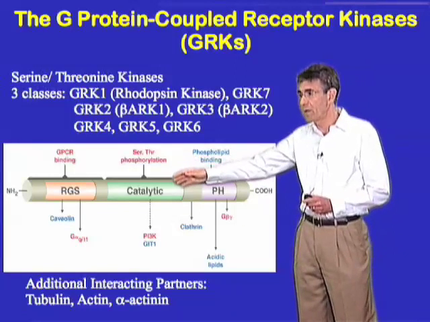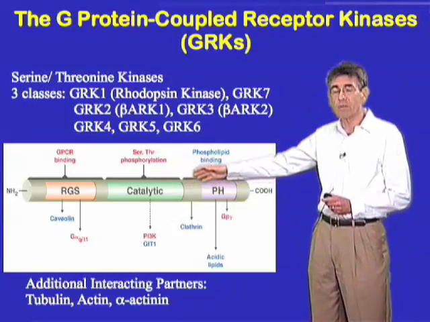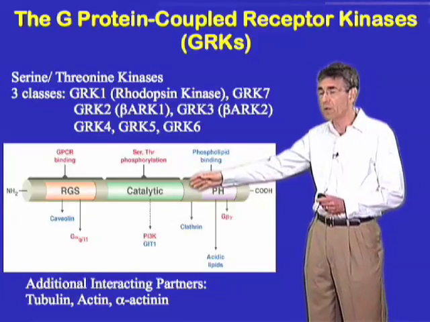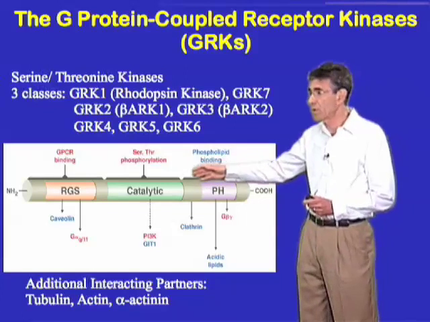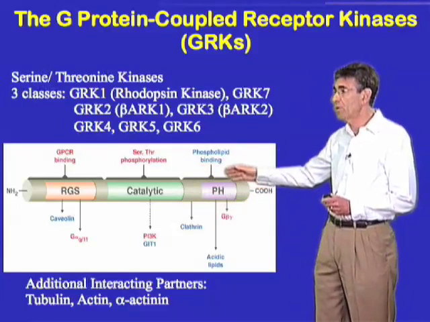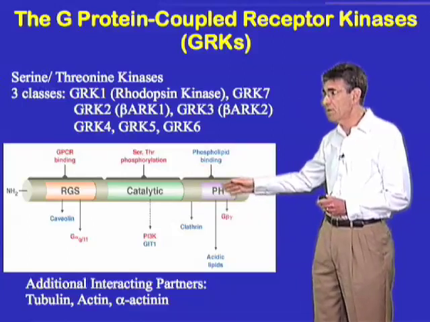John Tesmer's lab has solved crystal structures of several members of the family, initially GRK2, in complex with a G-beta gamma subunit complex, which binds to a regulatory PH domain at the C-terminus.